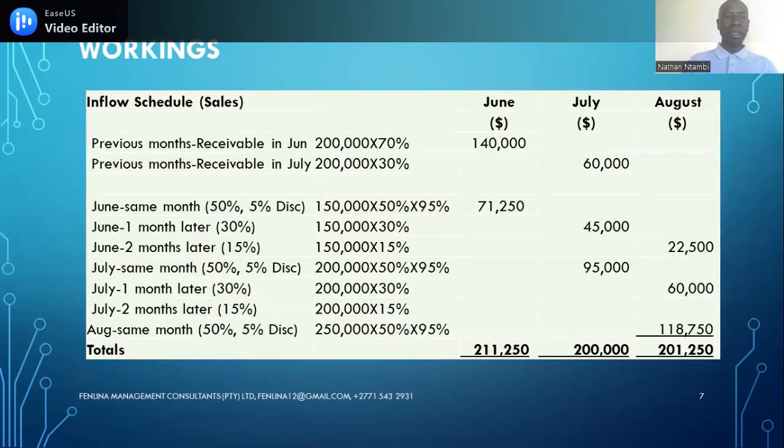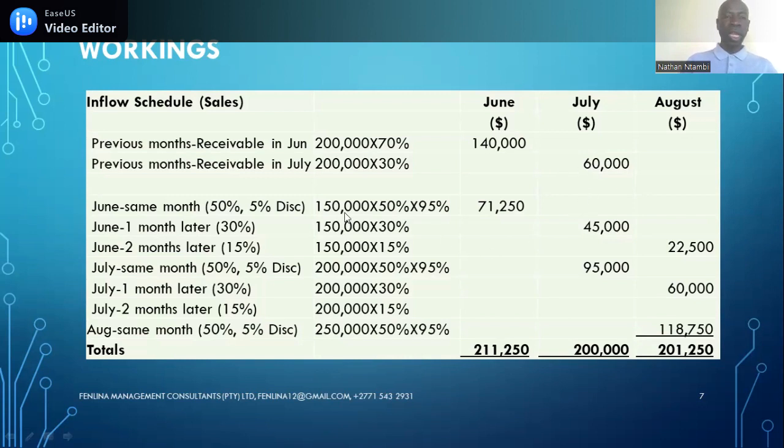Here are the workings. We first look at the inflow schedule, and in this case, our inflow is sales. We have the previous month's receivable of 200,000, but 70% is going to be received in June, and 30% is going to be received in July. That's why we see the figures here of 140,000 and 60,000 for June and July respectively.